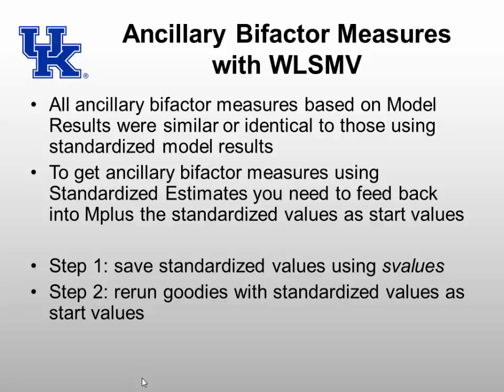But the trick is, those values there are not the standardized values. They're the unstandardized. So you have to go in and manually replace each of those values with the standardized solution values. Then you run the model, and guess what? You get your omega H, your omega, your ECB, all that stuff based on the standardized solution, not the unstandardized.